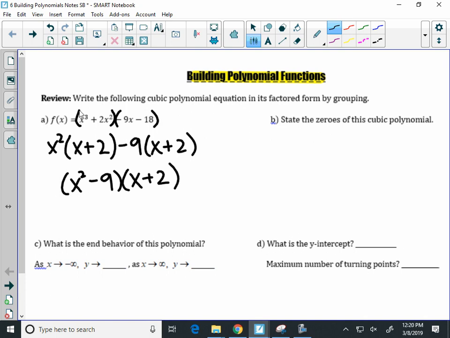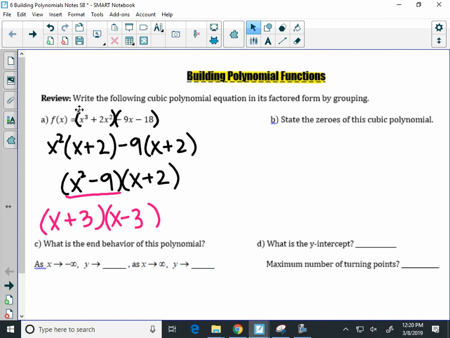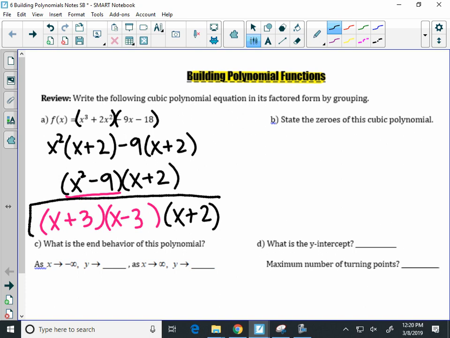What factoring method do I use on the left term here? Difference of squares. So we have to fully factor. So that left x squared minus 9 turns into x plus 3 times x minus 3. And then the x plus 2 comes down. So there are 3 factors here.